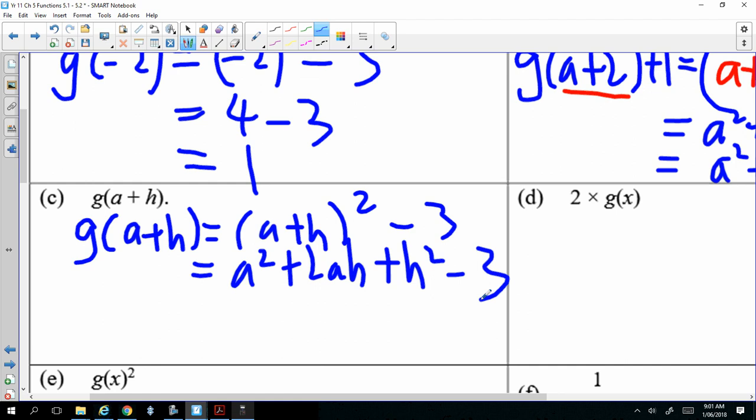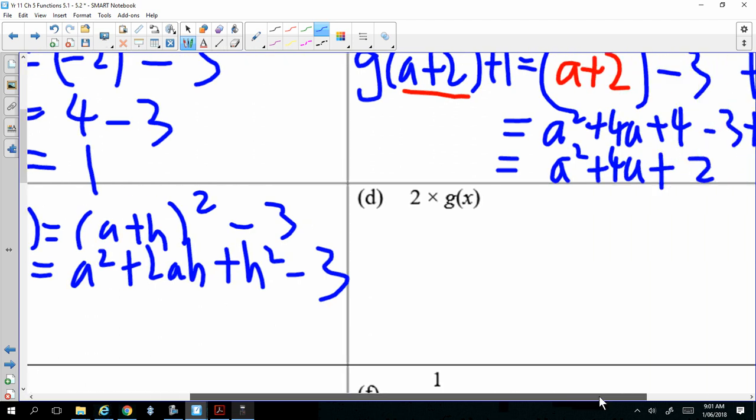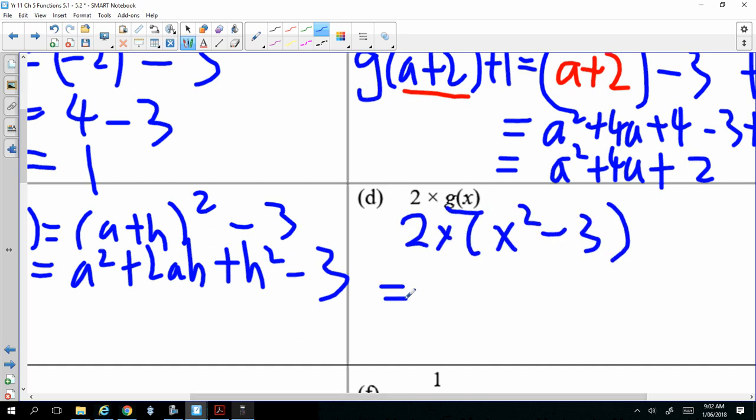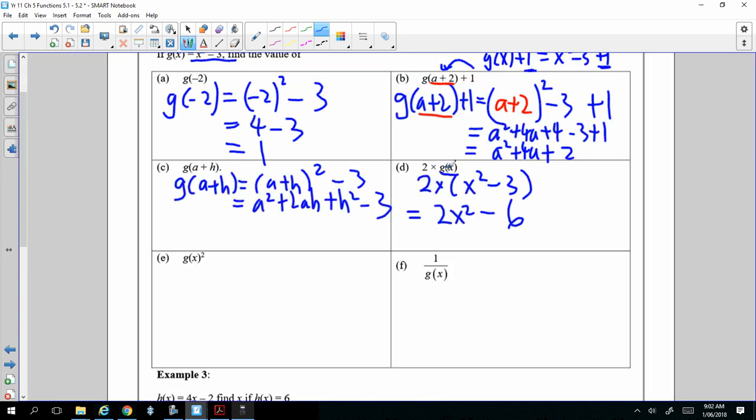All right, good. What if you do 2 times g of x, means you double the function. So 2 times, now g of x is x squared minus 3. So you double that, 2x squared minus 6. So it's like doubling y. This thing, g of x, is like the y value.